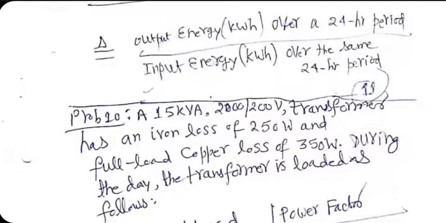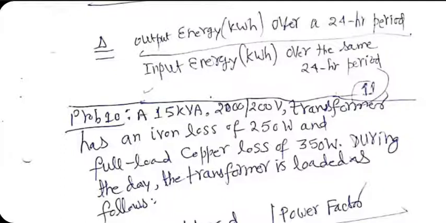A 15 kVA, this is the rating, this is the apparent power, which is mentioned on the nameplate of the transformer. A 15 kVA, 2000 to 200 volt, that means primary voltage is 2000 volt, secondary voltage is 200 volt, recommended values at least. Transformer has an iron loss of 250 watt and full load copper loss of 350 watt. Look at the statement carefully. They have tested the transformer experimentally and are giving you total copper loss and total iron loss. Copper loss is at full load. Iron loss does not change much with the load anyway.